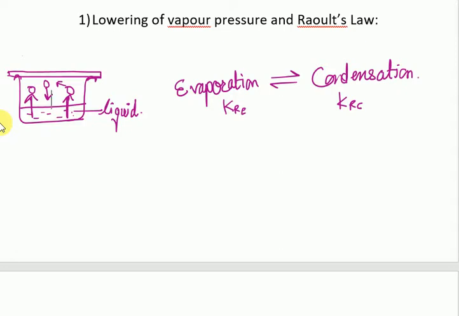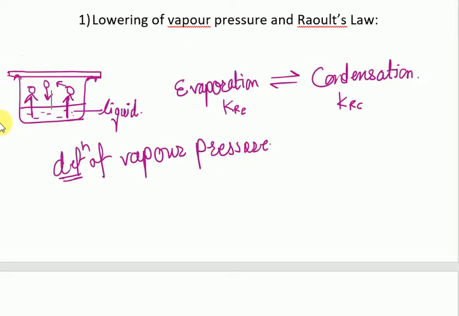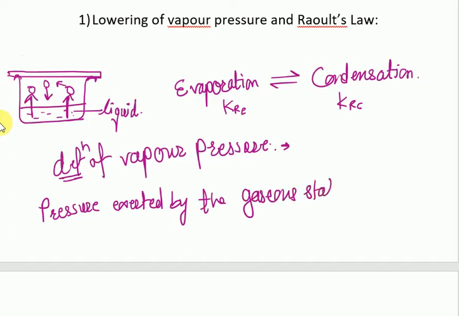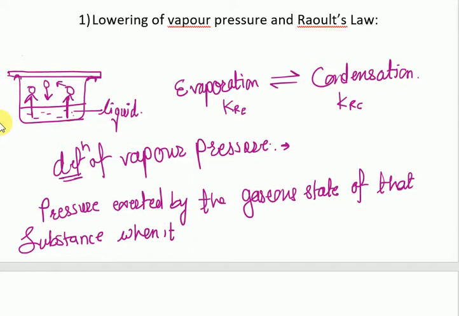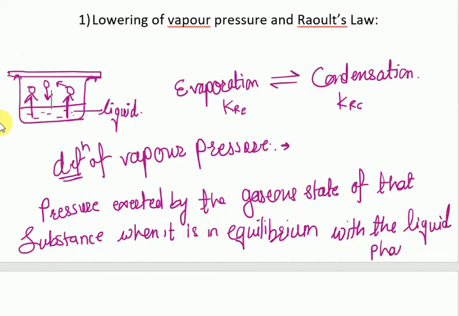Okay? And we can define the vapor pressure. Definition of vapor pressure: pressure exerted by the gaseous state of that substance when it is in equilibrium with the liquid phase. This is the definition of the vapor pressure.